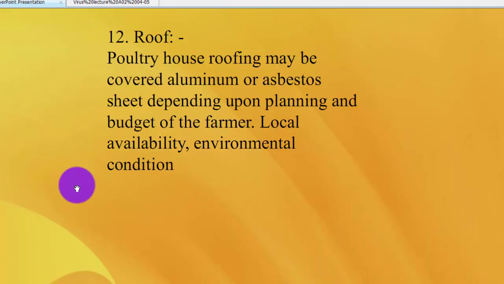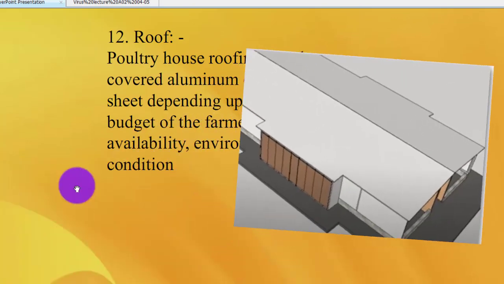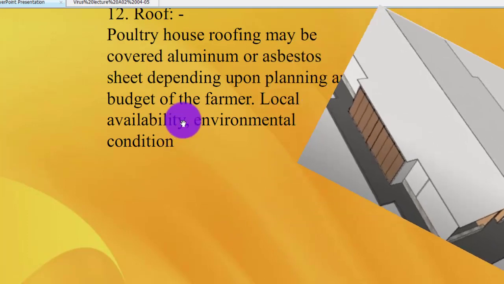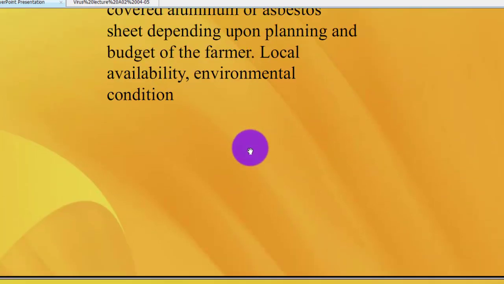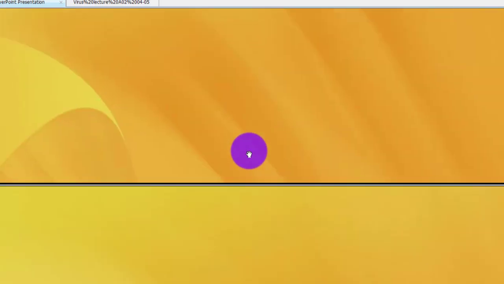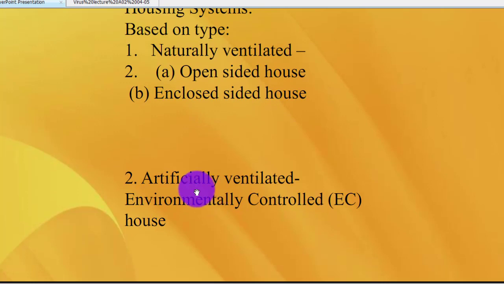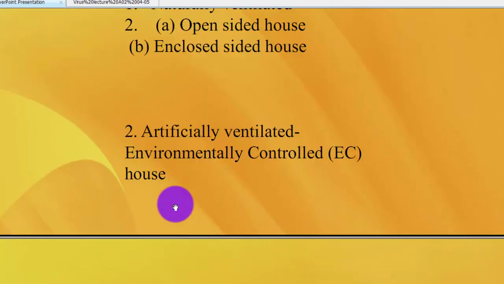Roof: poultry house roofing may be covered by aluminum or asbestos sheet, depending upon the planning and budget of the owner, local availability, and the environmental condition. Housing system: we can divide the housing system into natural ventilation, open-sided houses and enclosed-sided houses, and artificially ventilated or environmentally controlled houses.